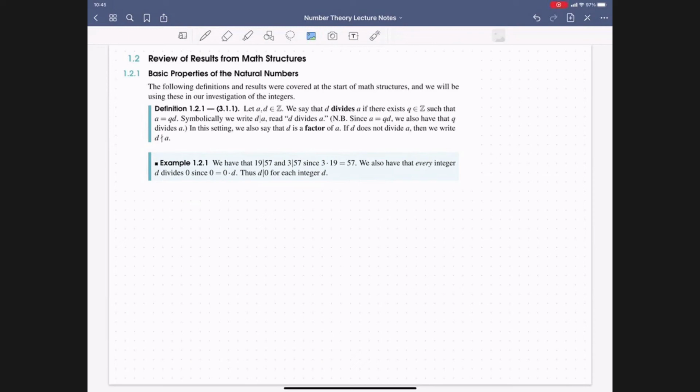So in this lesson, we're going to go ahead and do some review of some of the concepts at the start of math structure, specifically the definition of a prime number, divisibility, and the Euclidean algorithm. So let's go ahead and get started.